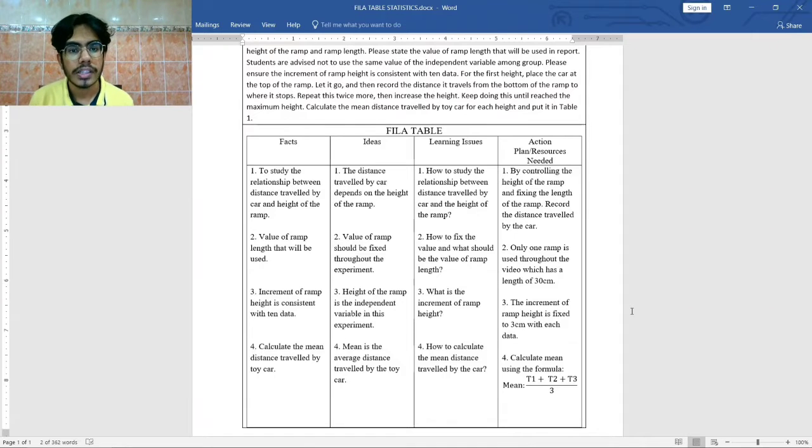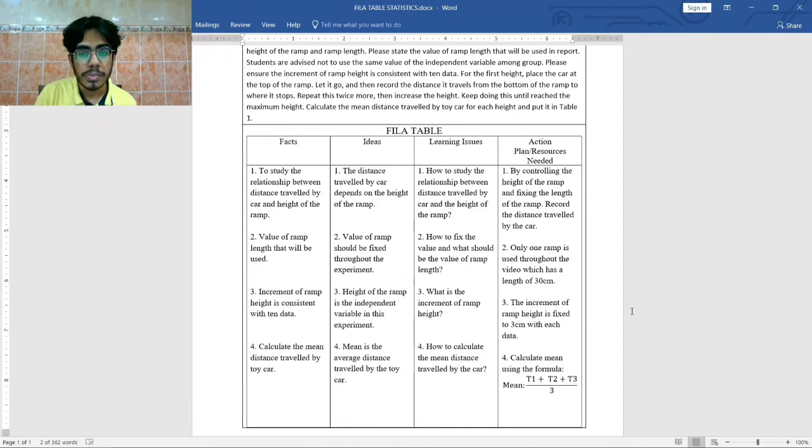So the first fact from the problem is to study the relationship between distance traveled by car and height of the ramp. From the fact we know that the idea is the distance traveled by car depends on the height of the ramp. And the learning issue for this fact is how to study the relationship between distance traveled by car and the height of the ramp.